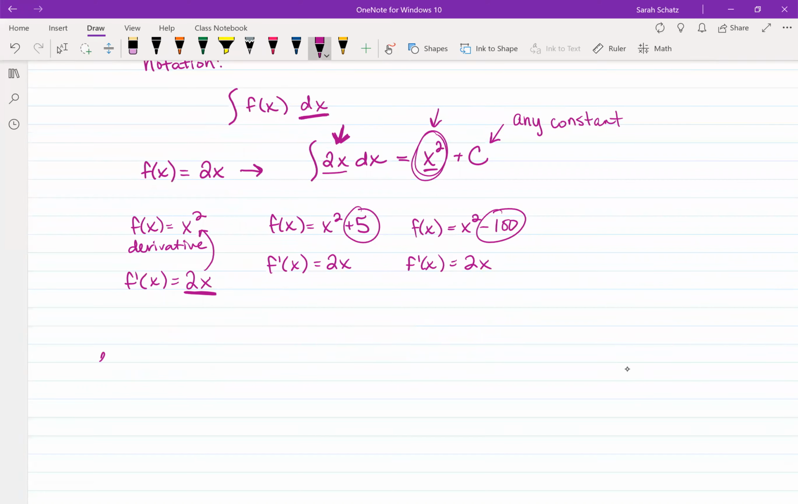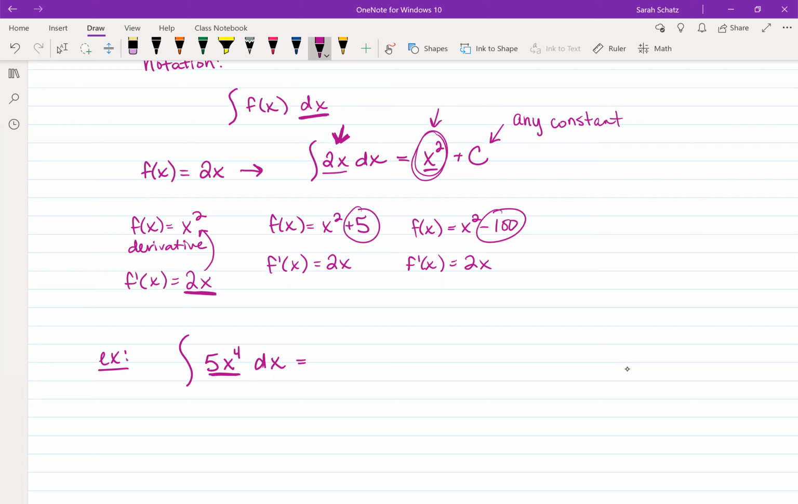So let's look at another example. You guys, I want to take the antiderivative of, what if I have 5x to the 4th? So you think, and you read this and say, okay, I'm taking the antiderivative, which means I'm treating this like it's a derivative. And I want to find out what function that came from.